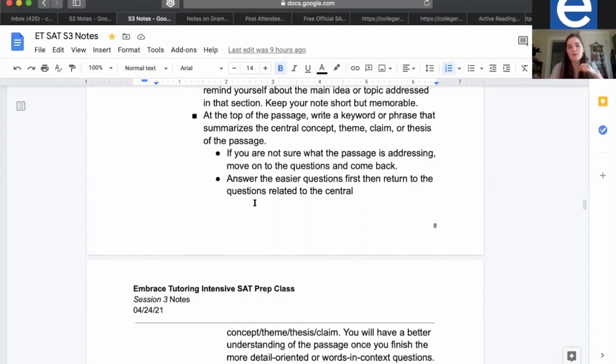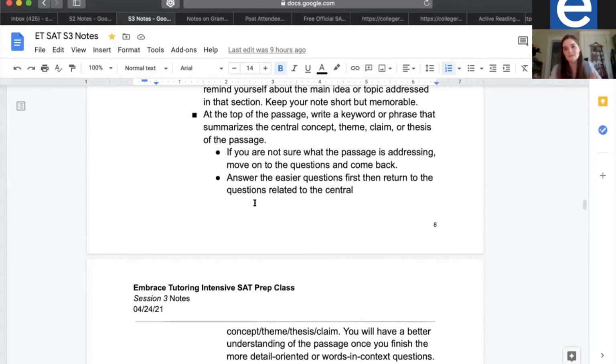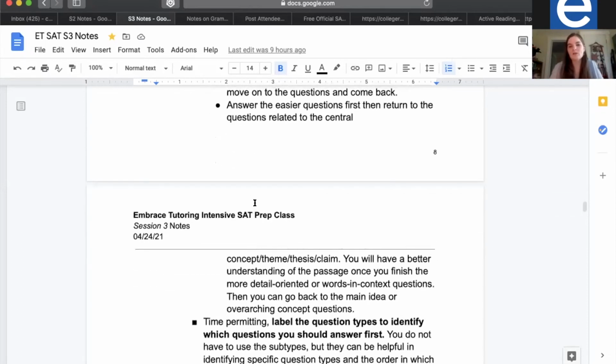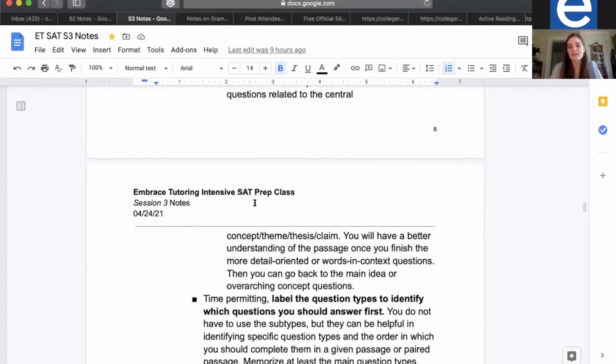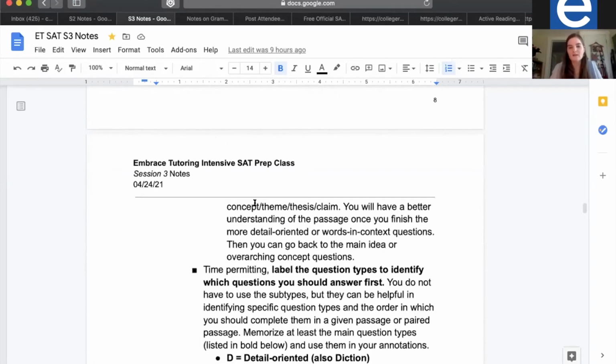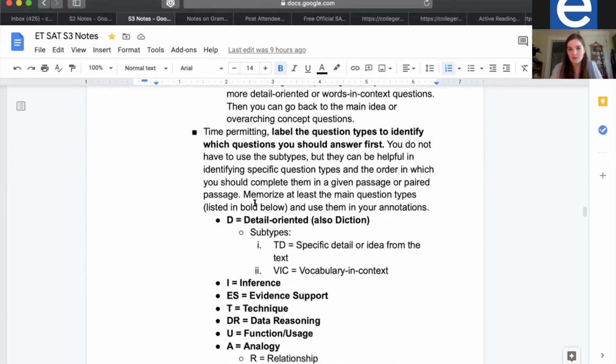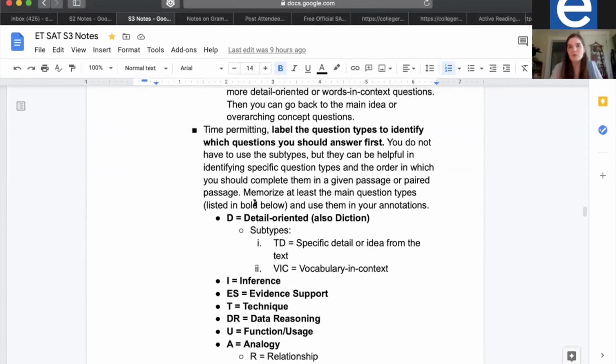If you're not sure what the passage is addressing, move on to the questions and come back, because the questions are going to help directly. It's more important to get to the questions than to labor over the reading. You want to answer the easier questions first and then return to the questions related to the central concept, theme, thesis, claim, etc. You'll have a better understanding of the passage once you finish the more detail-oriented or words and context questions, okay? So those are the first set of questions that you're going to tackle, which I'm going to go into in just a sec, okay?